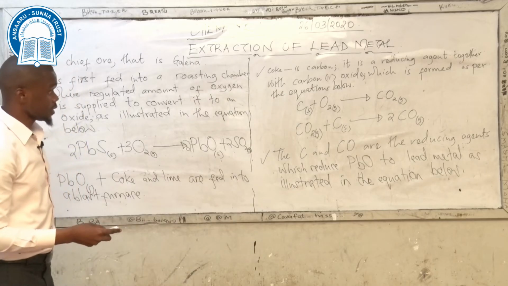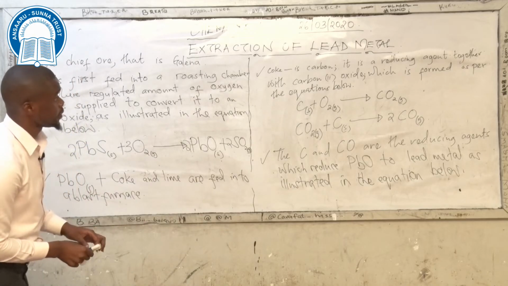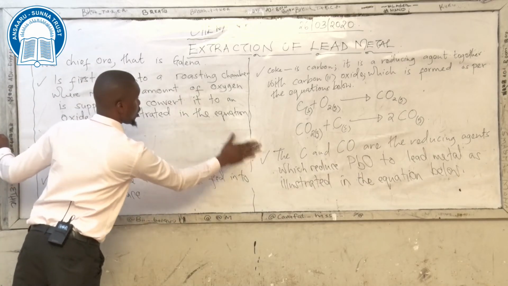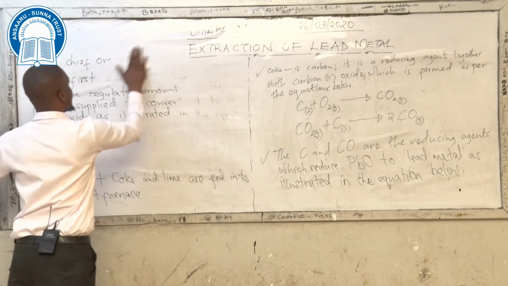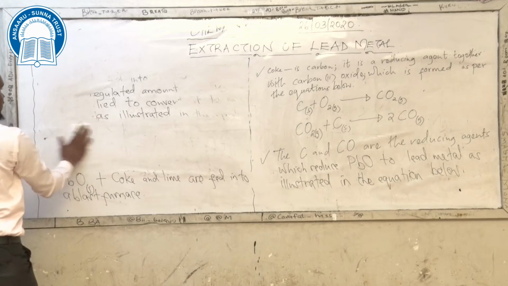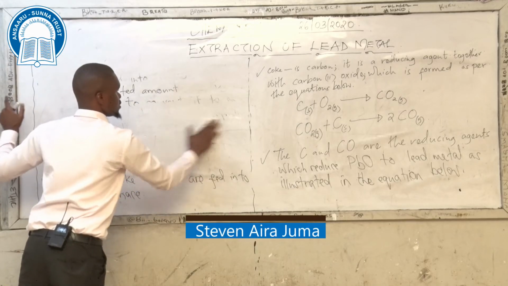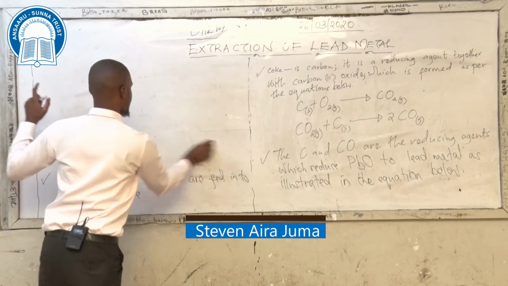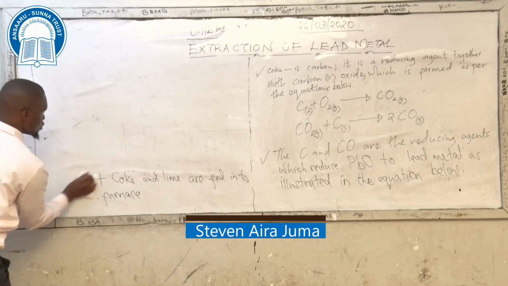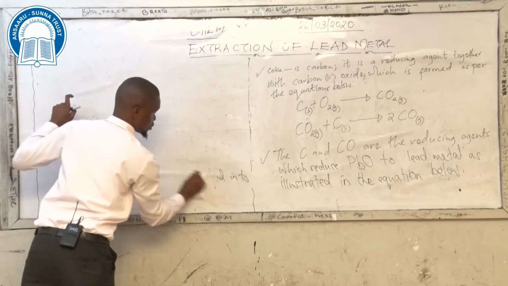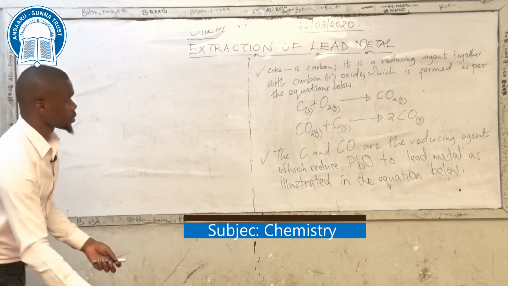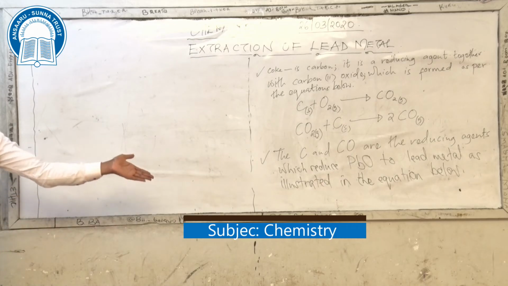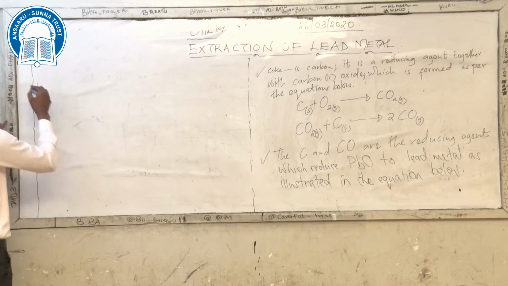Now it is very clear here, we are saying after the oxide, coke, that is carbon, and limestone are fed into the furnace. The first very important reaction that takes place is that there is formation of carbon 2 oxide, even though coke, that is carbon, is already a reducing agent. So both the coke and the carbon 2 oxide formed reduce the lead oxide to lead metal. And this is how it occurs.